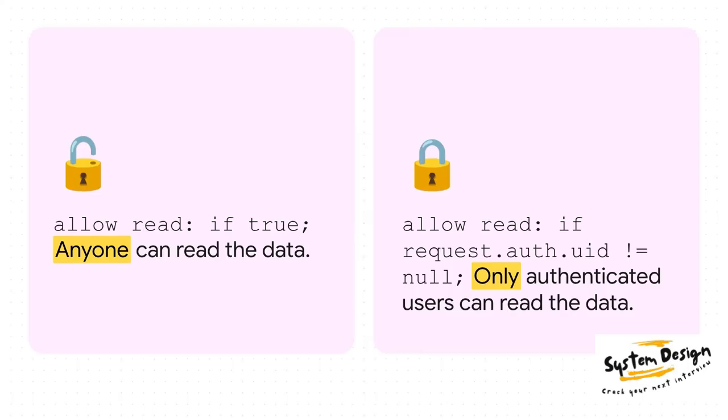And here's a super simple example. On the left, you've got a rule that lets anyone on the internet read your data. That's a disaster waiting to happen. But on the right, you have a simple, secure rule. It just says, hey, only let people who are actually logged in read this data. That simple check is completely non-negotiable for any real app.